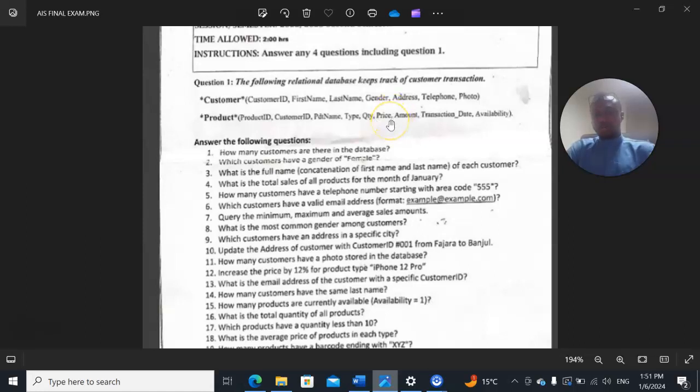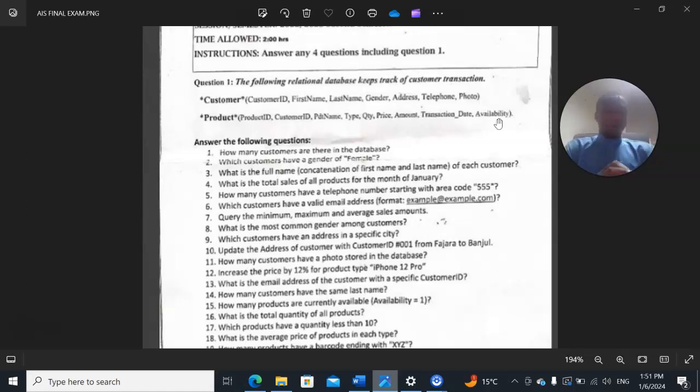The price is talking about the price of each of the mobile phone. The amount is the combination of quantity times price, that is the price times quantity. Transaction date is talking about the date in which a transaction or an activity occurs, the day in which the customer bought the product, or a date in which the product is in inventory. When we talk about availability, we are talking about whether the product is available or not. If the product is available in the store, availability is yes, and if it is not available in the store, we say no.